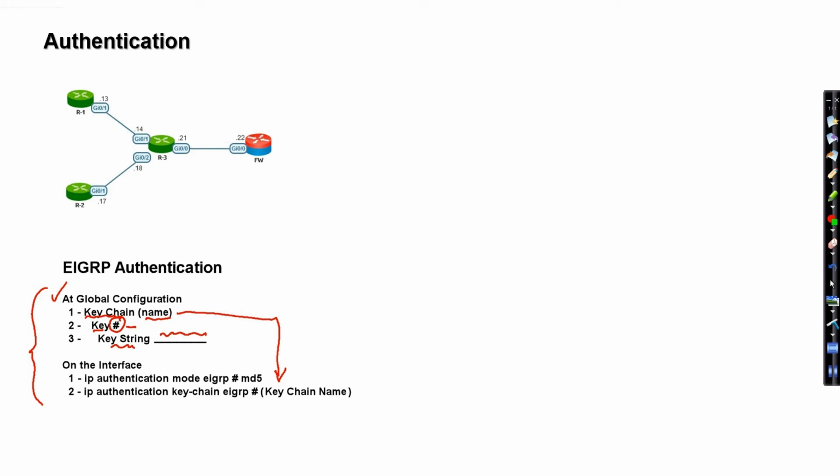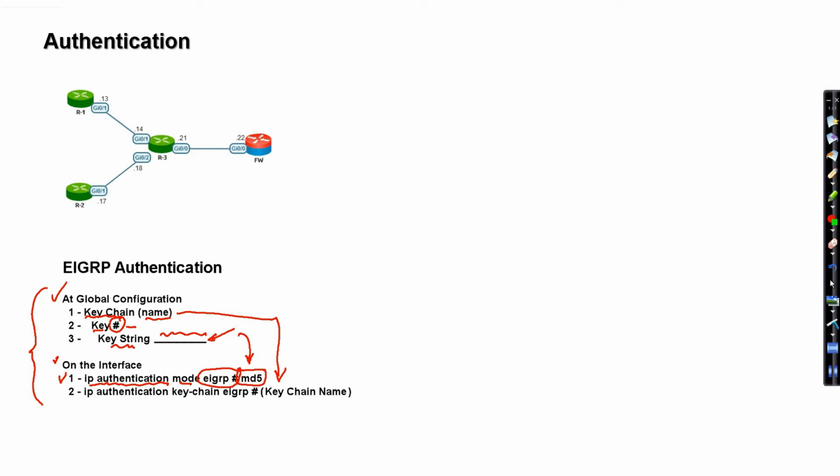Once the key chain has been created, you go to the interface facing the authentication device, then turn on authentication with the command ip authentication mode eigrp, then autonomous system number, then md5 as the hashing algorithm. EIGRP will hash this unique key string value with MD5 and send to each other. If they match, they will be authenticated.